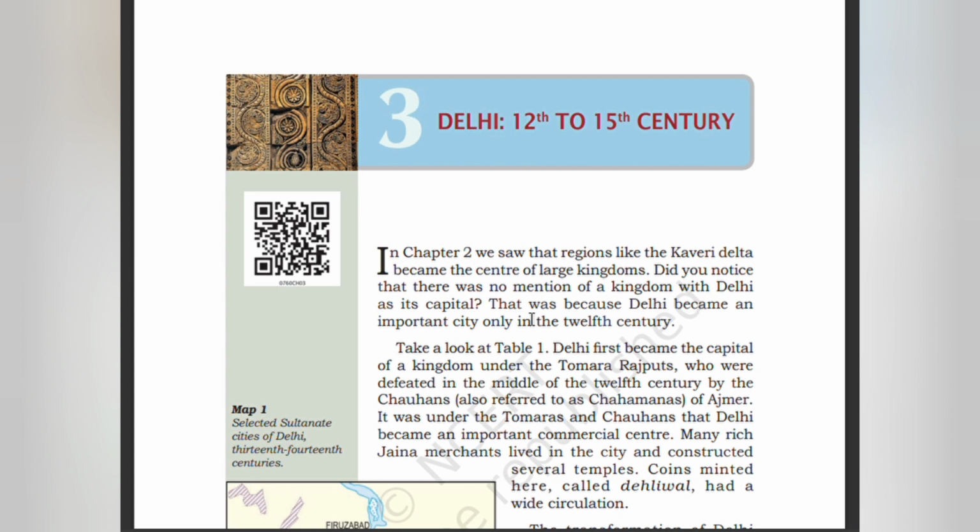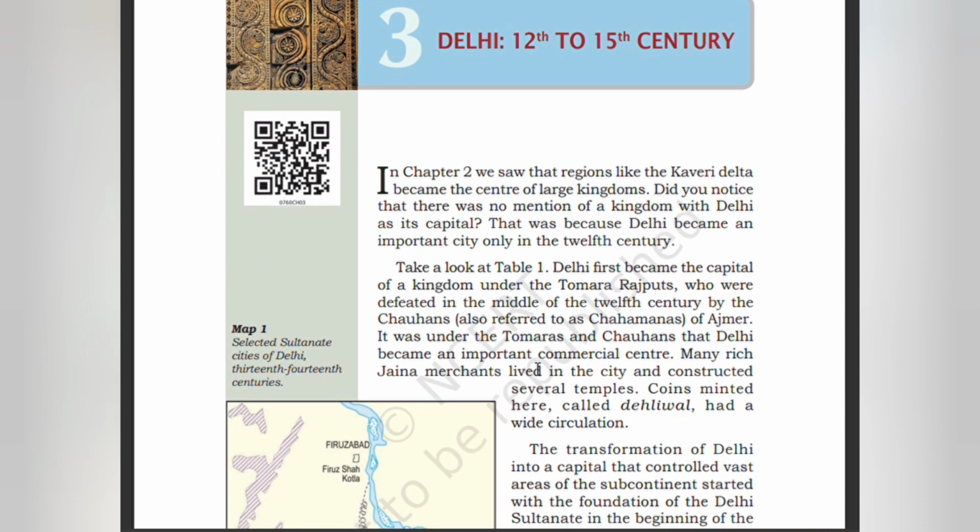Today in class we are going to learn the third chapter, Delhi, 12th to 15th century. In chapter 2, we saw regions like the Kaveri Delta become the center of large kingdoms. Did you notice that there was no mention of a kingdom with Delhi as its capital? That was because Delhi became an important city only in the 12th century.